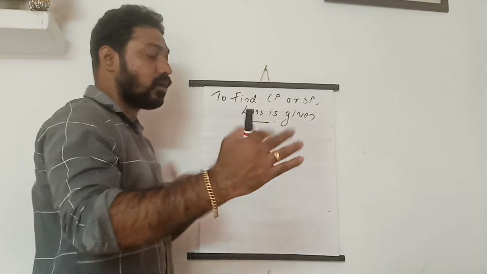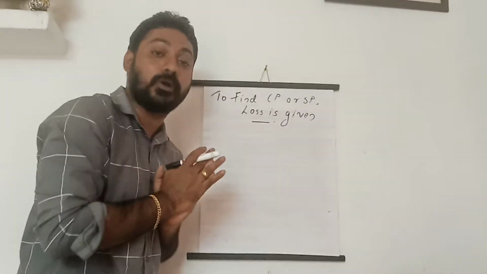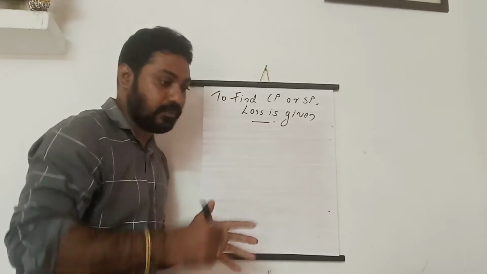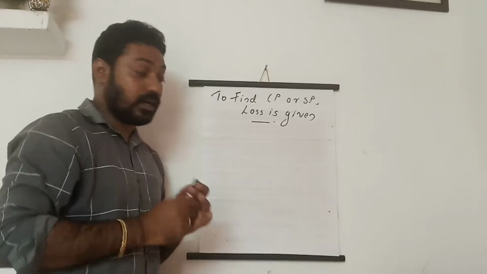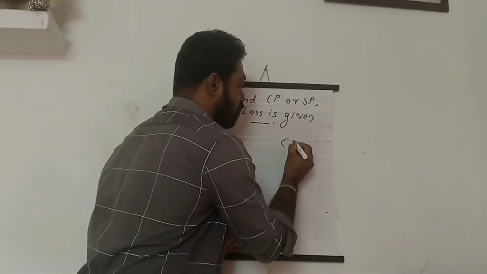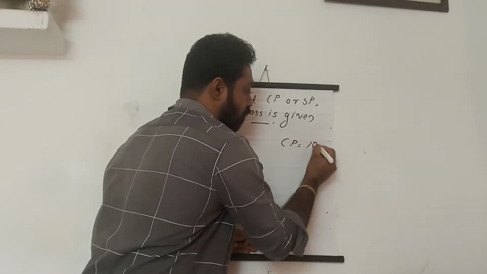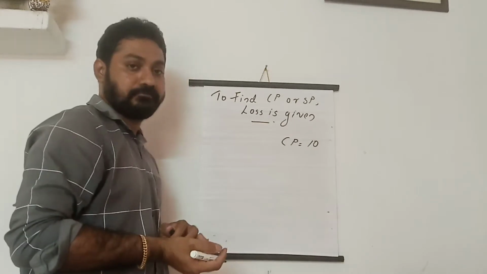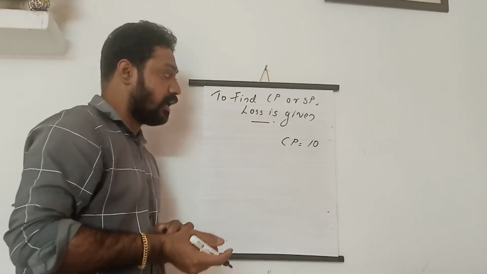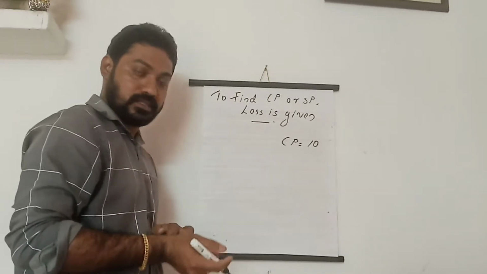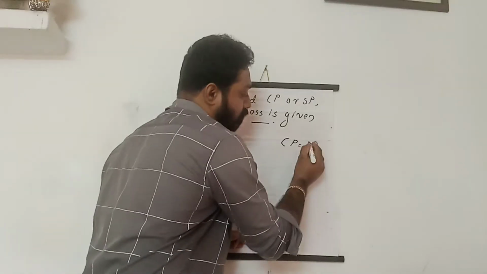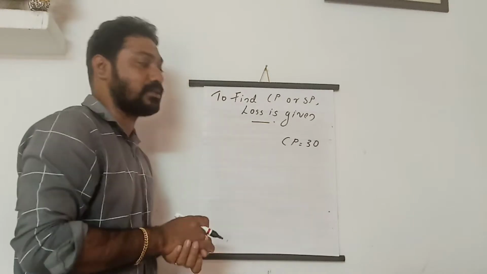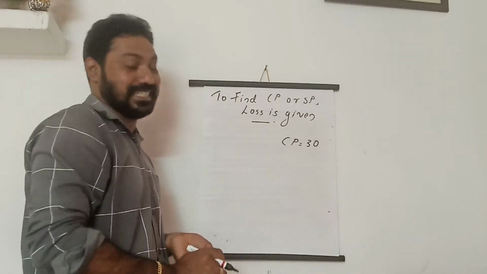So how is a loss occurring, how does a loss happen? I am purchasing something for 10 rupees. I purchased a book, just imagine. Not 10 rupees, I purchased a book for 30 rupees. That was my previous cost. So the cost price was 30.